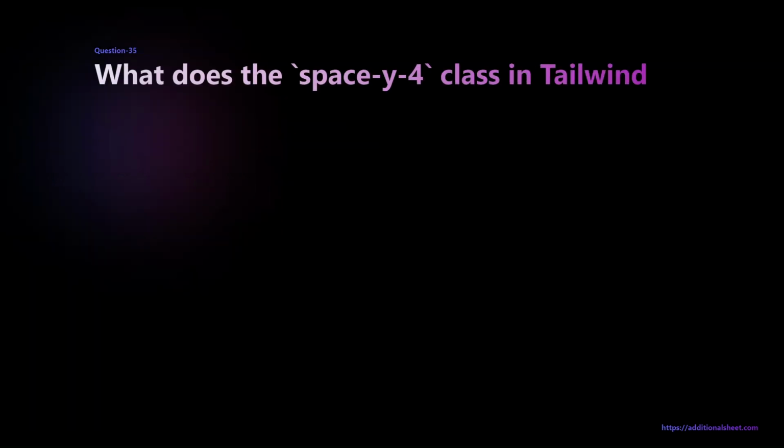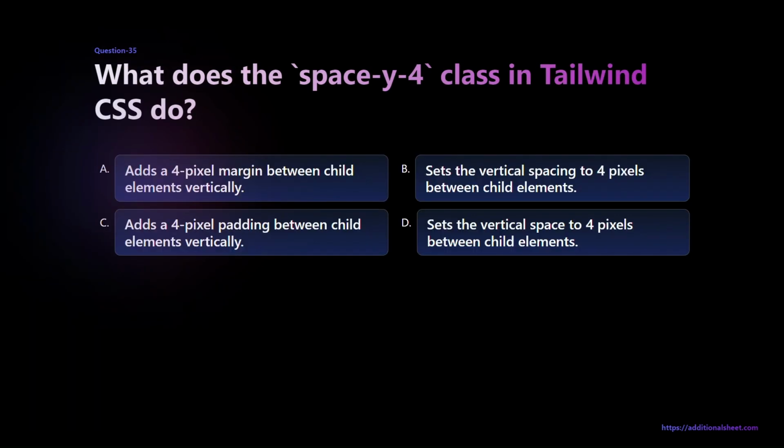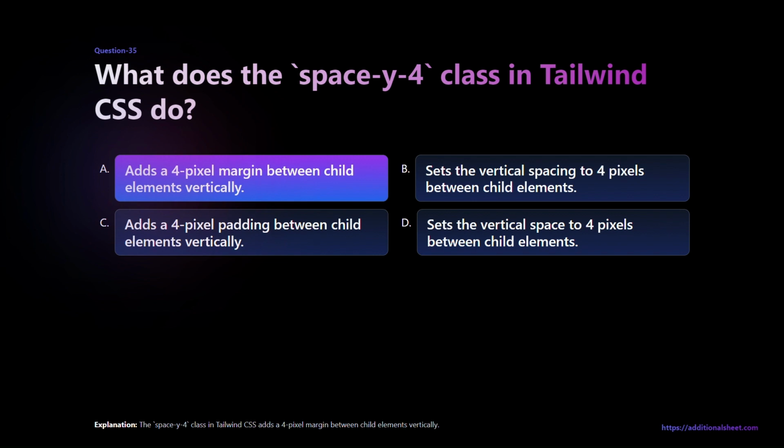What does the space-y-4 class in Tailwind CSS do? Option A, adds a 4-pixel margin between child elements vertically. Option B, sets the vertical spacing to 4 pixels between child elements. Option C, adds a 4-pixel padding between child elements vertically. Option D, sets the vertical space to 4 pixels between child elements. The correct answer is option A, adds a 4-pixel margin between child elements vertically.